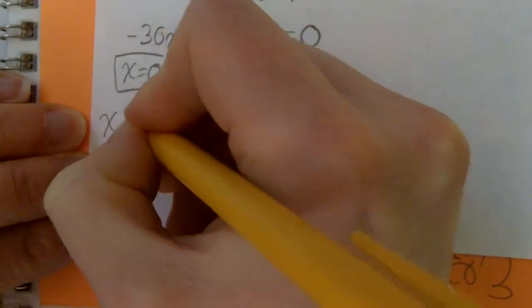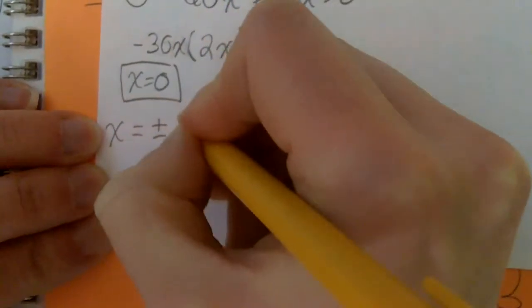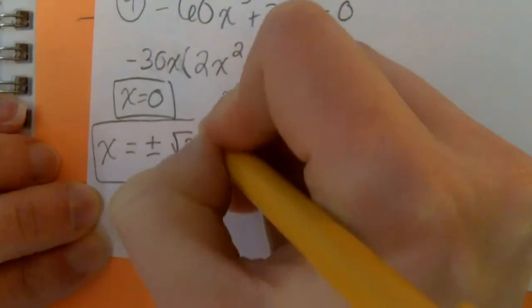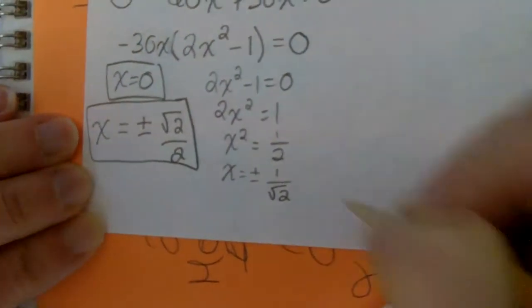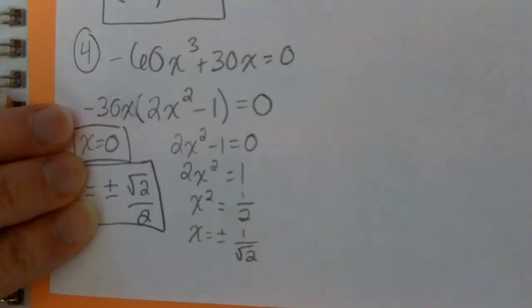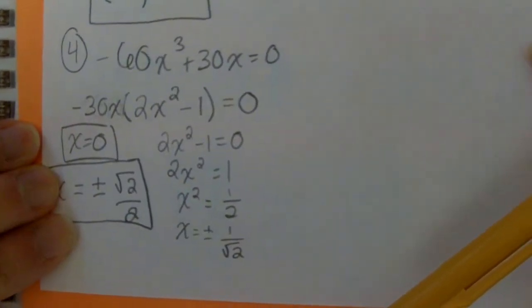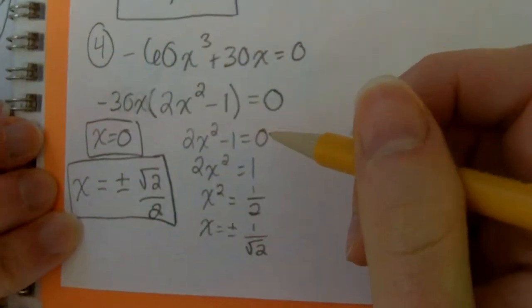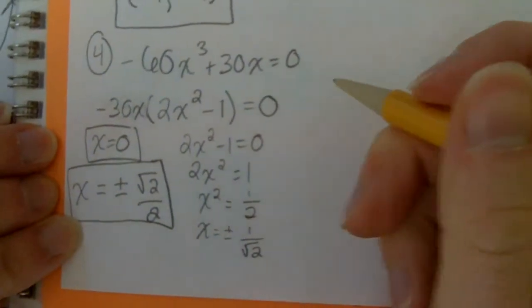So that's going to give us x equals plus or minus root 2 over 2. So these are our critical numbers for the second derivative. Most likely they're going to be our points of inflection. So what we want to do right now is draw our sign chart, and then we're going to see if they are indeed points of inflection, and then we're going to get the ordered pair for it.